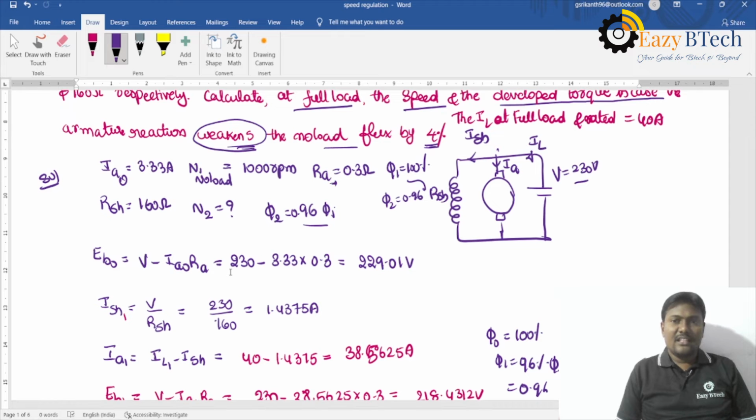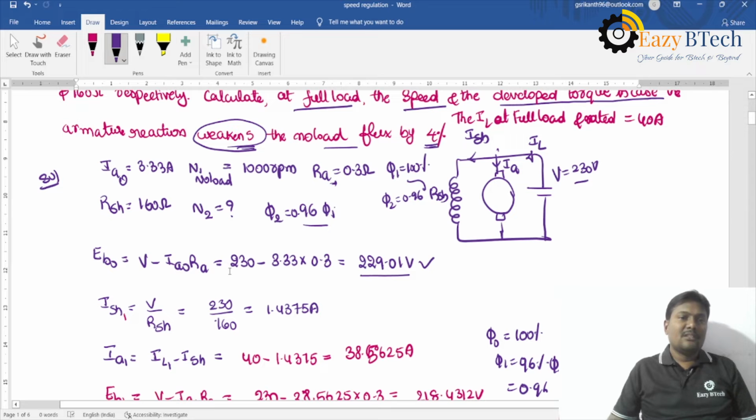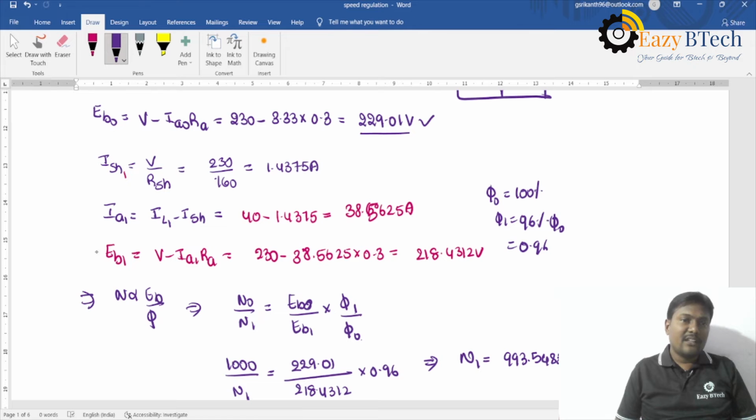For that, IA0 is given, 3.3 amperes, the armature current, into RA, which is 0.3. Then I calculate EB0 under no load condition. After that you can find IA1, because the line current at full load is given as 40 amperes. Then find the back EMF at full load. This is at full load and this is at no load.